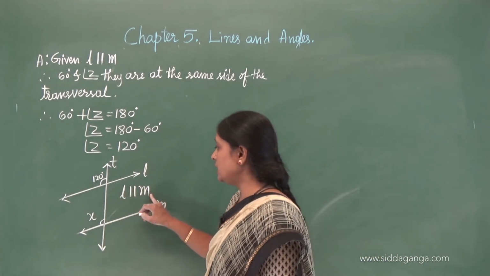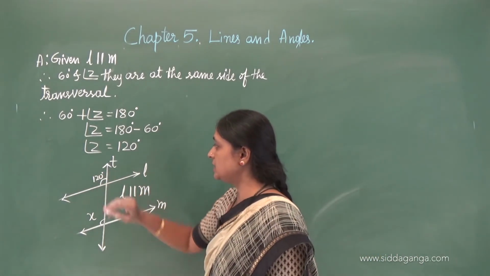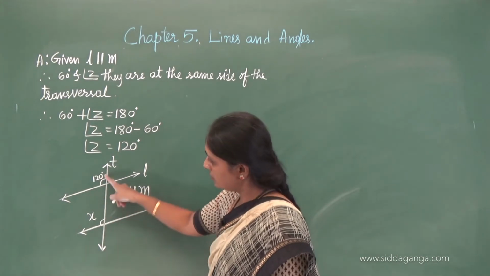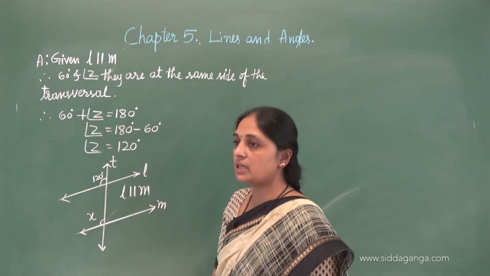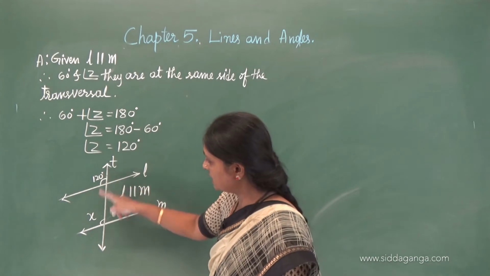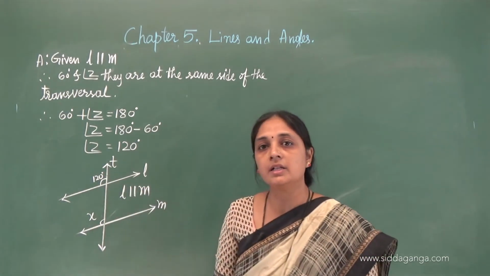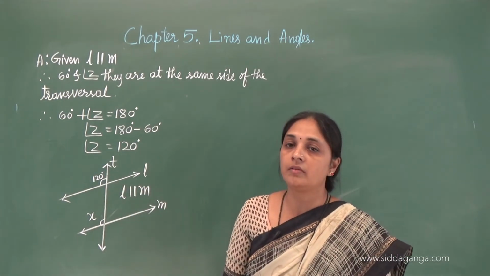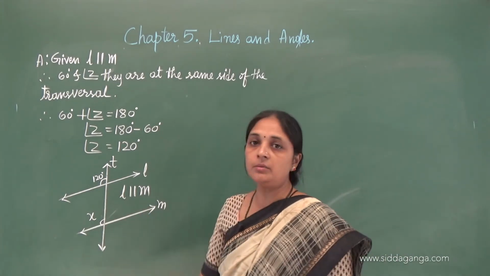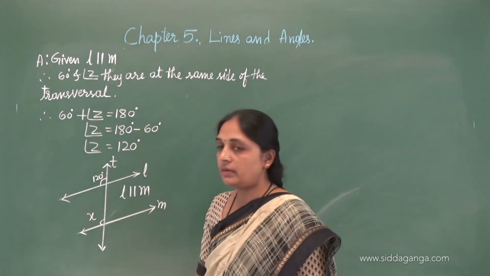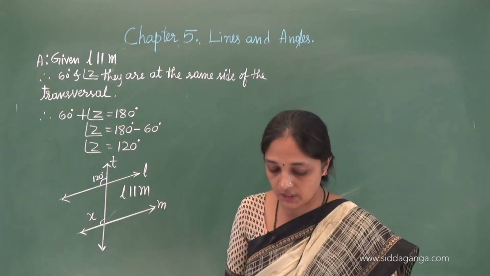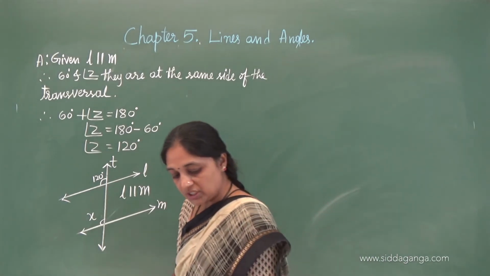Okay, so L and M are parallel to each other. It's 120 degree. And what about these angles? These are corresponding angles, and corresponding angles are always equal when these two lines are in parallel. Okay, and the value of x is 120 degree. And go to sixth one.